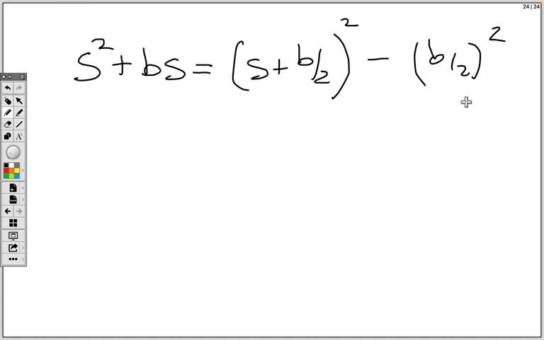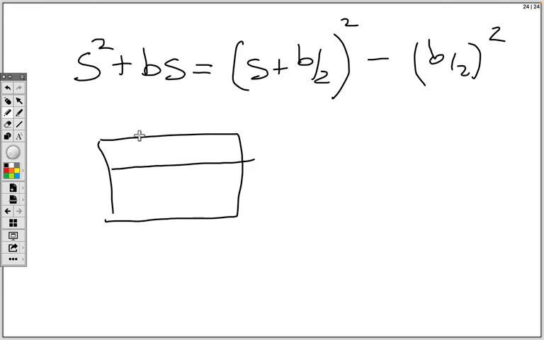That's the recipe for completing the square. You can get this from actually looking at a square and completing it, which is fun. But whatever. However you get it, it's fine.